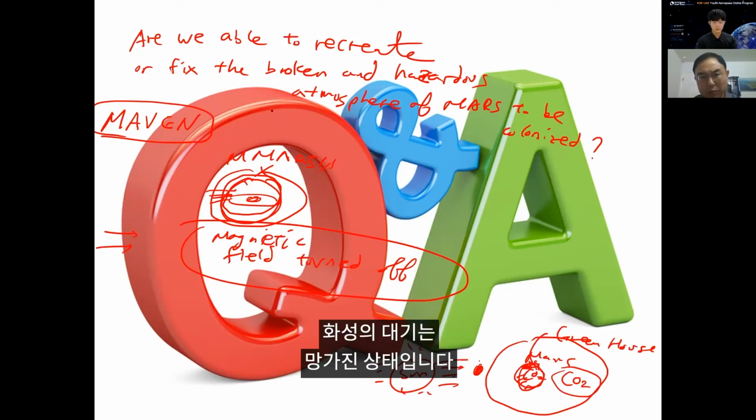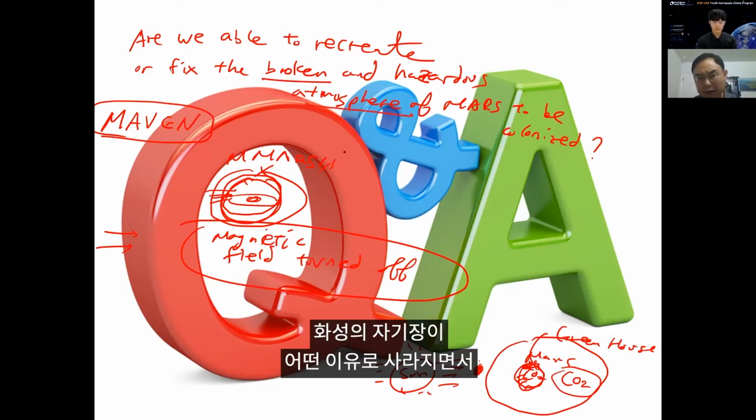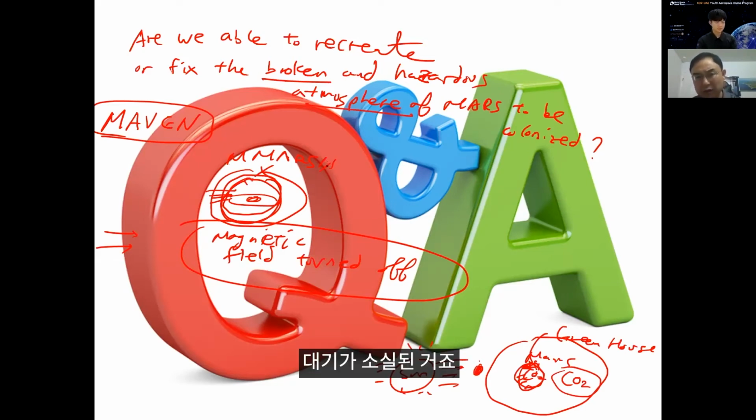So I think you're right. I like the words broken atmosphere. You're right. Somehow the Mars magnetic field was turned off, and then the atmosphere was destroyed. And I believe we can do it.